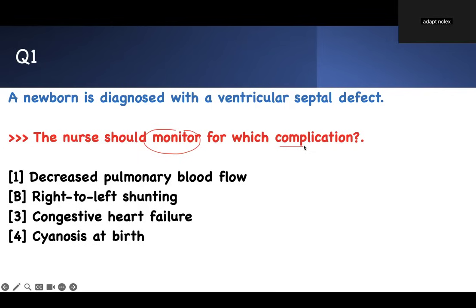A newborn is diagnosed with what? VSD, ventricular septal defect. What should the nurse monitor for? Decreased pulmonary blood flow, right to left shunt, congestive heart failure, or cyanosis at birth? Pause the video, try to answer it on your own, and then listen to the way we're going to approach it.